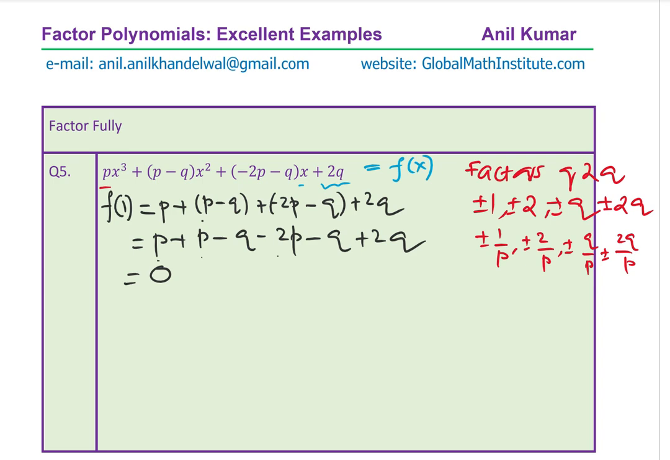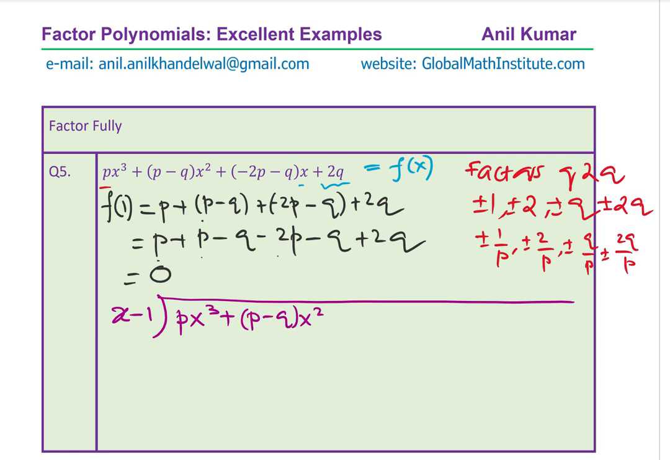It really means that x minus 1 is a factor. So I could now divide the whole thing by x minus 1. You get the idea? So I can divide the whole thing by x minus 1. What am I dividing? px cubed plus p minus q times x squared minus 2p minus q x plus 2q.